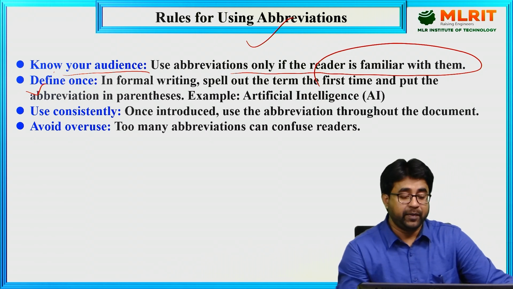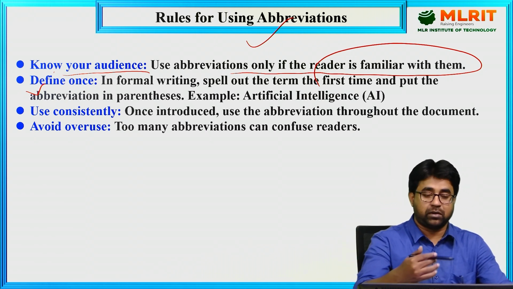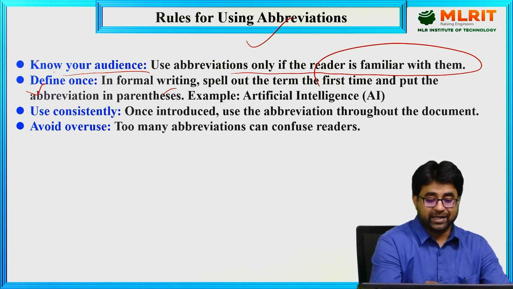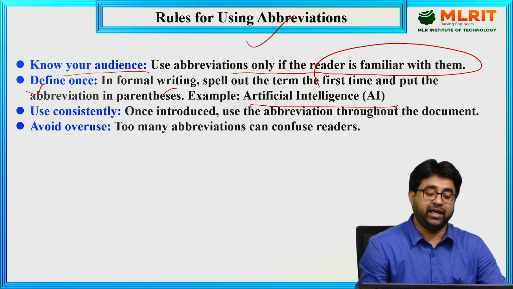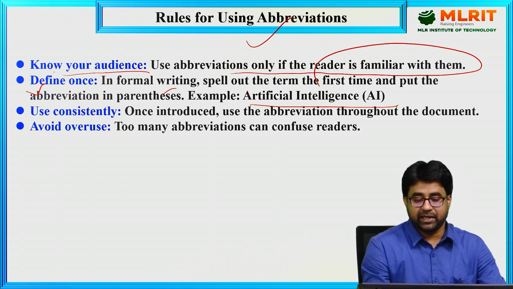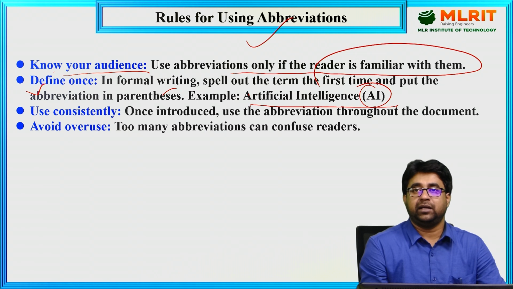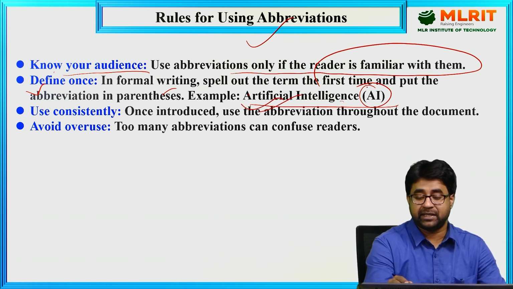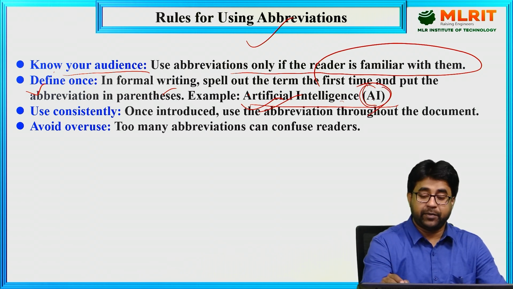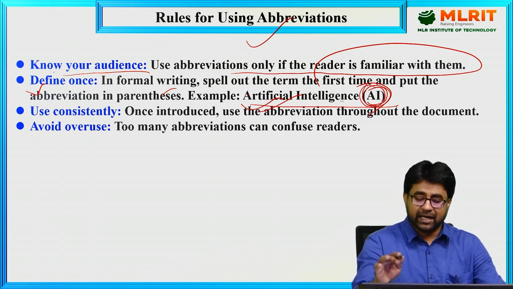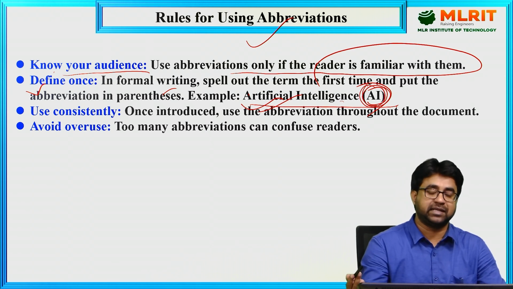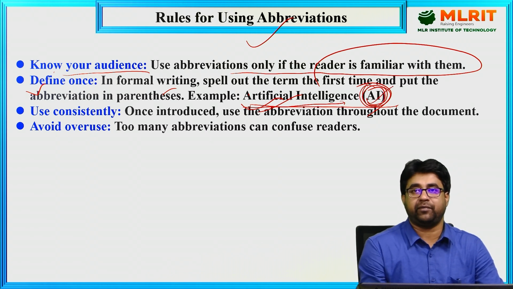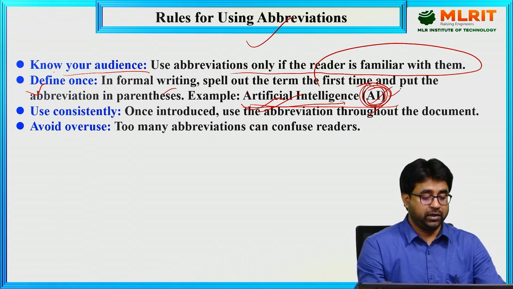Define once. When you are using an abbreviation in a long speech or long writing, the first time you need to introduce it. What is the full form? For example, artificial intelligence. Let's say you are writing an essay. Do not use AI directly. When you use the words artificial intelligence for the first time, you write it completely, and within brackets you introduce the abbreviated form, AI. Then from the next sentences, instead of again spelling out artificial intelligence, you just use the abbreviated form AI, because you have already introduced it. So that is one thing you need to remember.